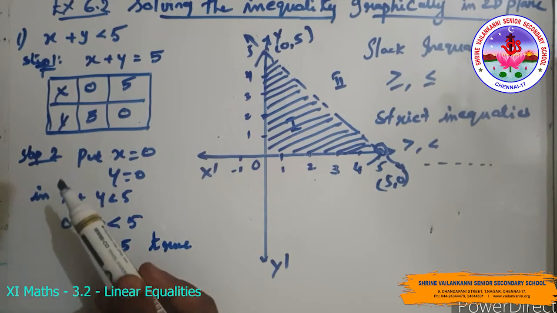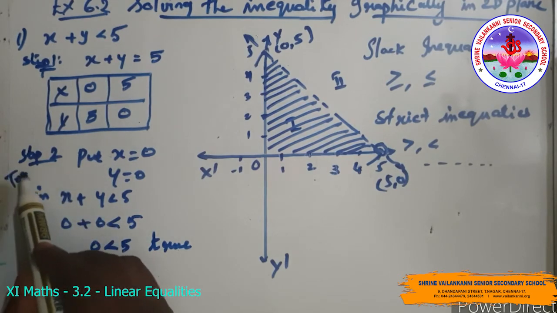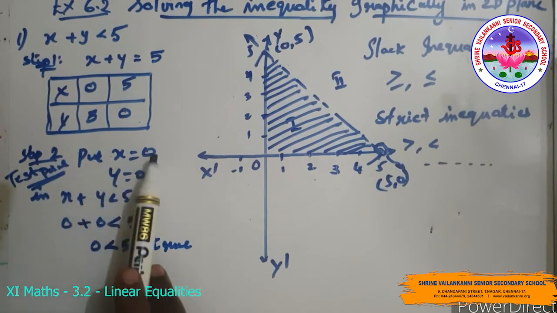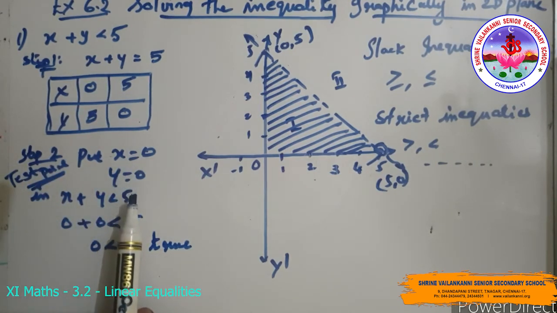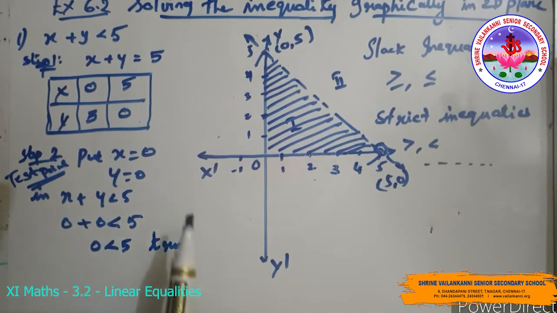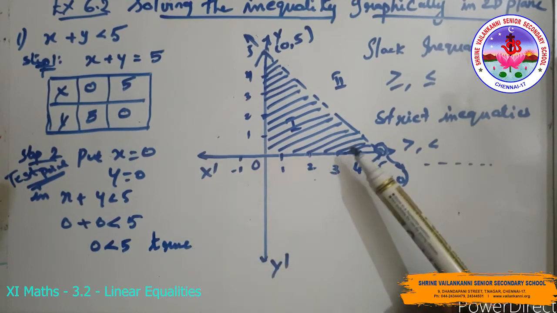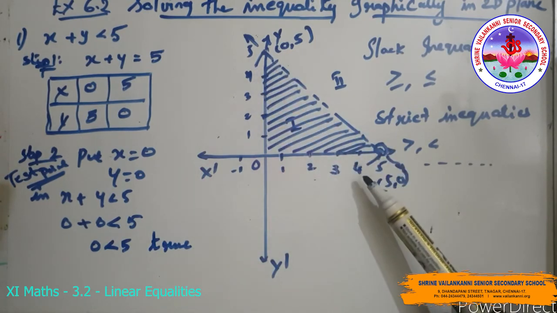So, step 2, which is called the test point. Putting x equal to 0 and y equal to 0, which is not on the line, selecting this point 0, 0 which lies in one of the half planes. So putting x equal to 0 and y equal to 0, we get 0 is less than 5, which is true, so it lies towards the origin.